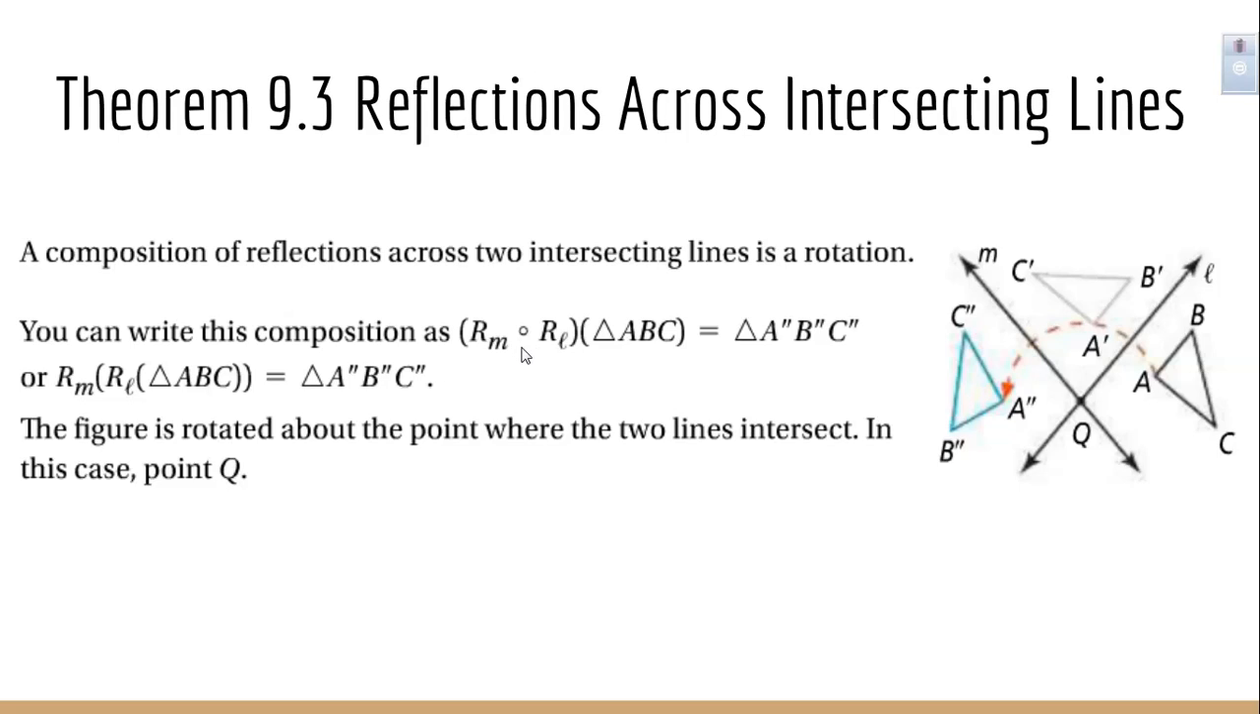So you can write the composition as the reflection across line M of the reflection across line L of triangle ABC to become A double prime, B double prime, C double prime. The figure is rotated about the point where the two lines intersect. In this case, it's point Q.